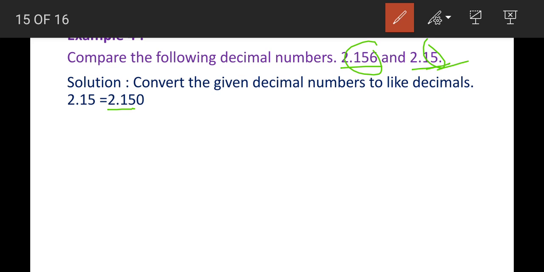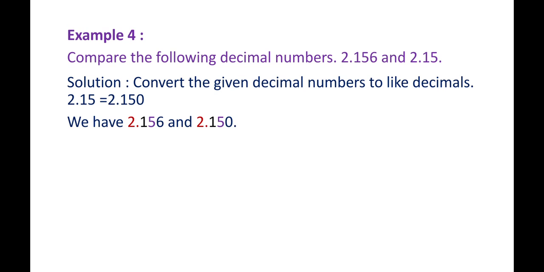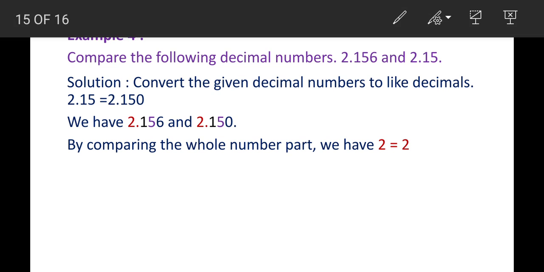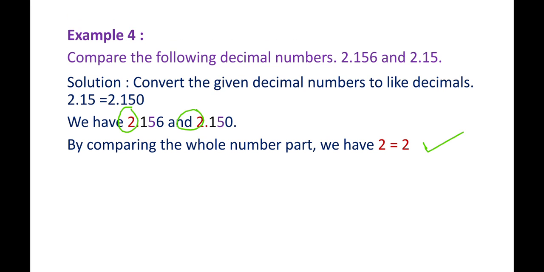As we know, we just add 0 to the right side of the decimal number. So it becomes 2.150. Next, here we have 2.156 and 2.150. Here we got two like decimals. First step completed. Move to the second one. Compare the whole part. Here the whole part in both numbers is 2, which is equal. We can say that 2 equals 2. Same.